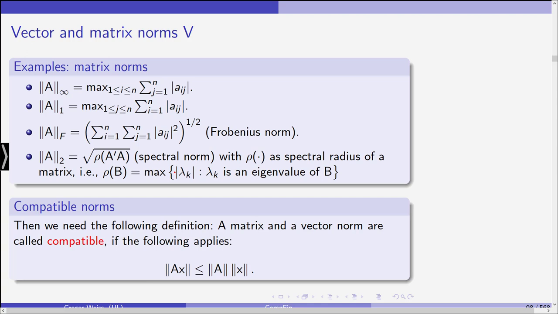We then, last but not least, call a matrix and a vector norm compatible if the following applies. The norm of Ax is smaller or equal than the norm of A times the norm of x. If this equation holds for all matrices and vectors, then we call those two compatible. We need this later on.